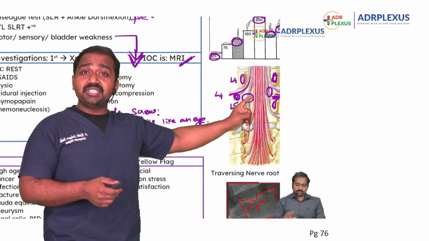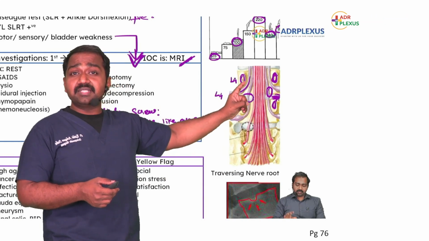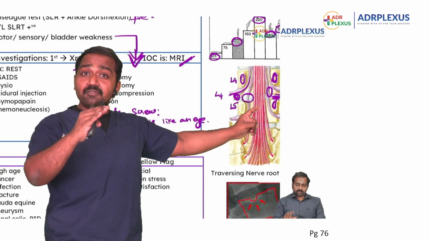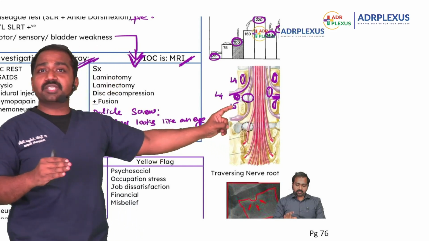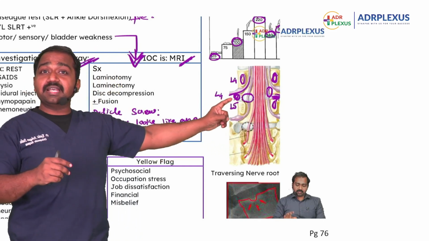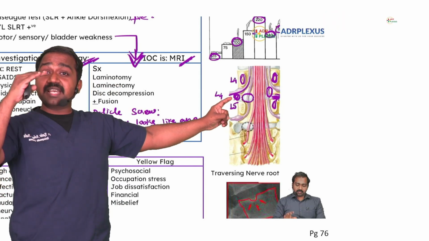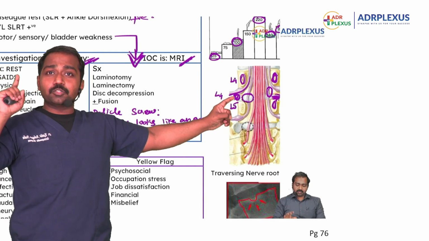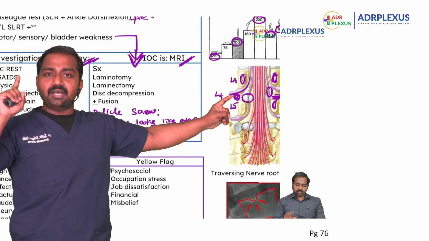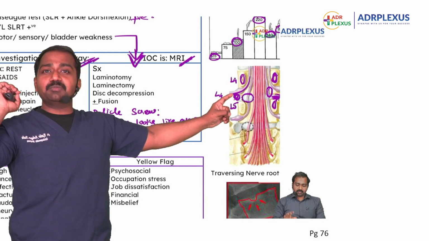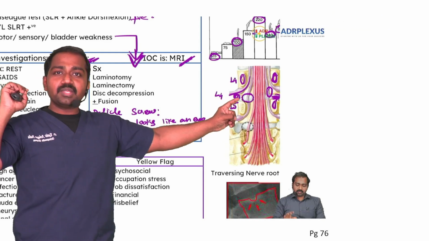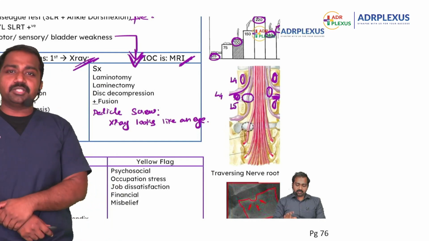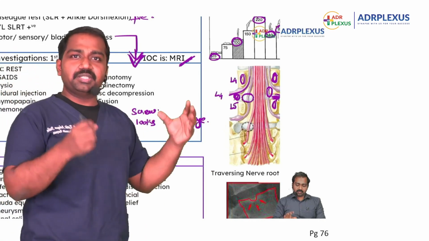is the disc impinging into the exiting L4, or is it impinging into the nerve which is traveling through the course? Can you see? Can you see the superior nerve is escaping the disc prolapse when it is a paracentral disc prolapse? Yes or no? The superior nerve escapes the impingement from the disc, but the traversing nerve L5 is getting impinged. Do you remember this was discussed with the image?